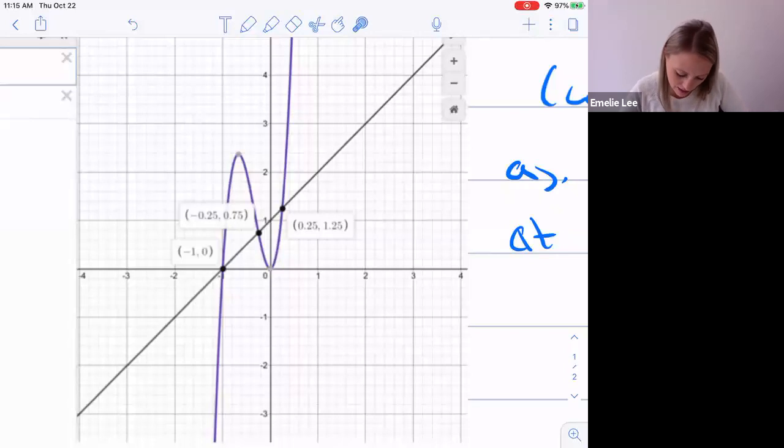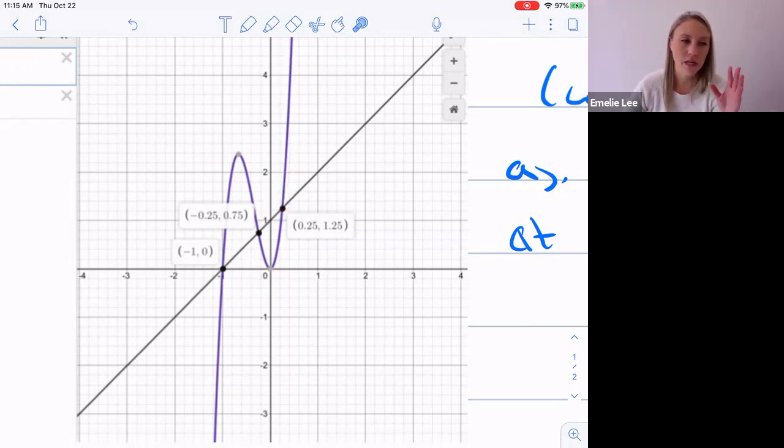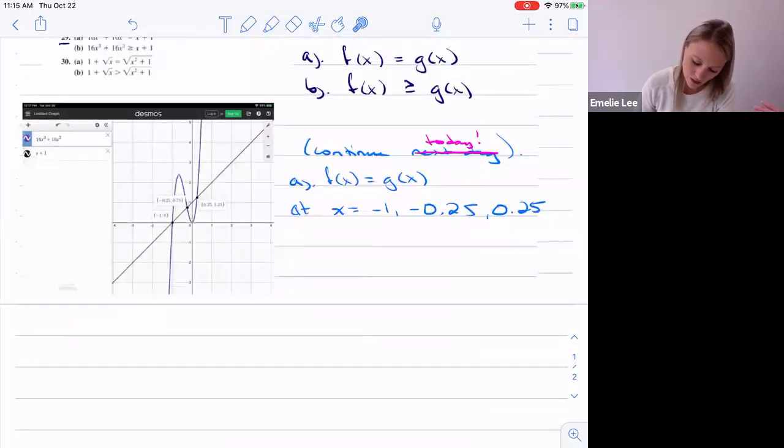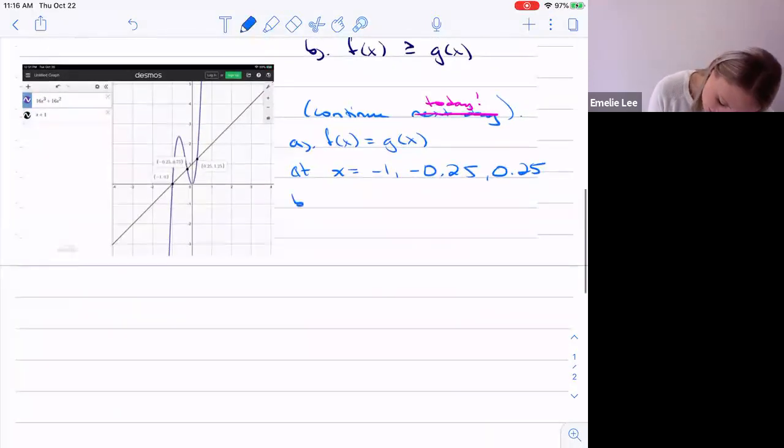So what it looks like is from x equals -1 to x equals -0.25, the purple function is larger than the straight line, right? And then from -0.25 to x equals 0.25, it's less than the straight line again, but then it switches, and all of a sudden from positive 0.25 to positive infinity, it's going to be larger than the straight line. So it'll always be larger than the straight line after this point. So we're talking about f of x being greater than or equal to g of x.